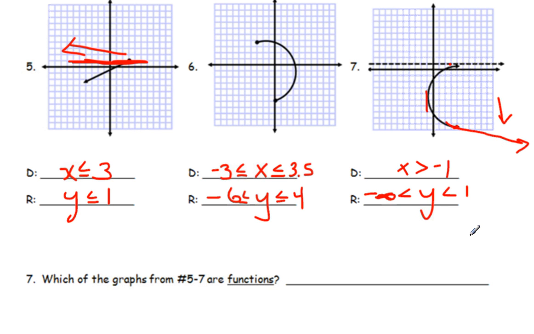Okay. Now you don't have to worry about this. You could just write y is less than 1, and that's fine, because it goes down, as far as I'm concerned, forever.